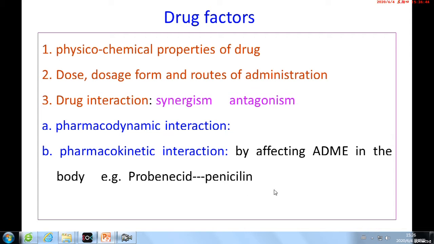Pharmacokinetic interaction is usually caused by affecting absorption, distribution, metabolism, and excretion in the body. For example, these two drugs have the same way for their excretion from the body. So when they are used in combination, they will compete to be excreted from the renal tubule.